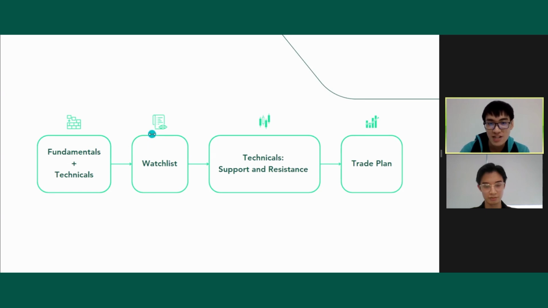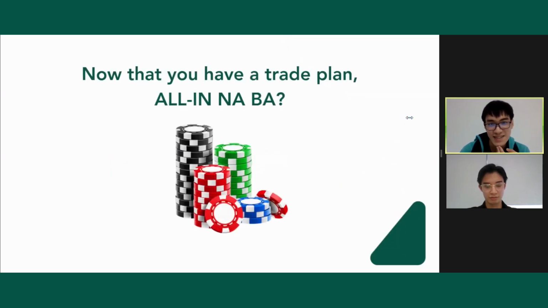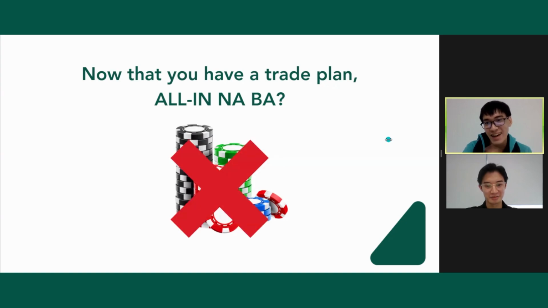After you have your watch list, you go back to the technicals and plot your support and resistance. After that, you go to your trade planning, which is your entry, stop loss, and target. Planning that out, once you have it, there you have your trade plan. So what's the next step? Now that you have a trade plan, the question is, all in na ba? What do you think, Franco? All in na ba? Oh, no, definitely not. Right? We're not supposed to go all in just because we have a trade plan.